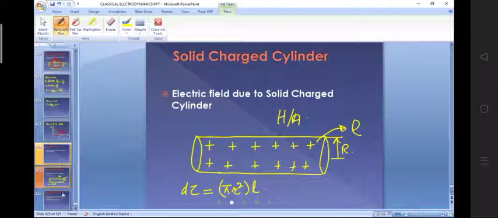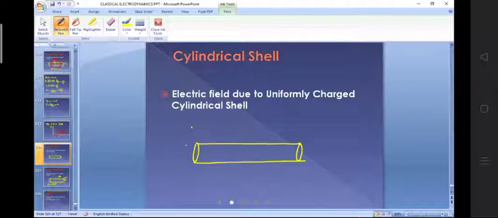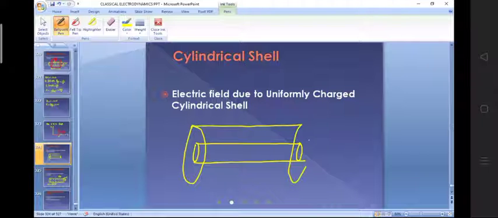So this you can do yourself. What we are going to do now is the electric field due to the uniformly charged cylindrical shell. First of all, let me make a diagram here. A cylindrical shell implies that it has some non-zero thickness. It has an inner radius and an outer radius, and you are supposed to calculate the electrostatic field in three different regions.